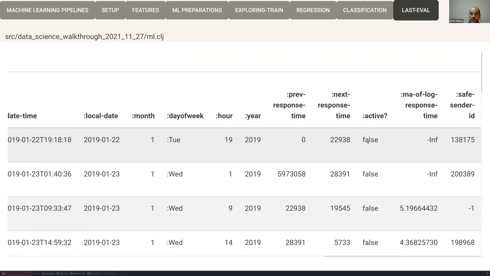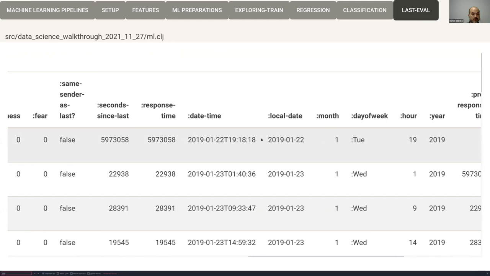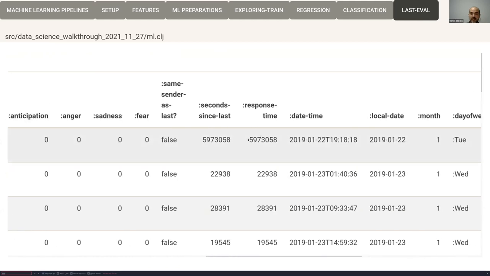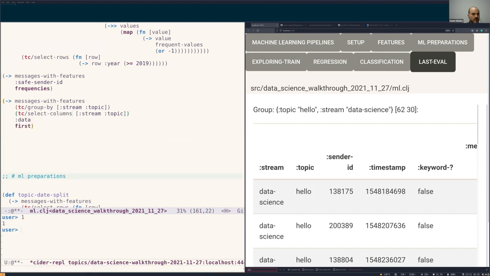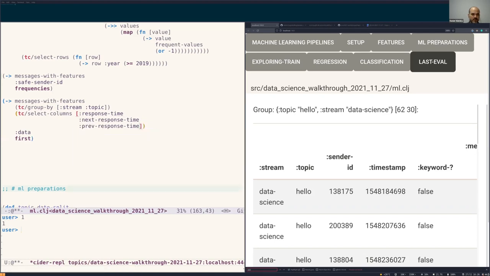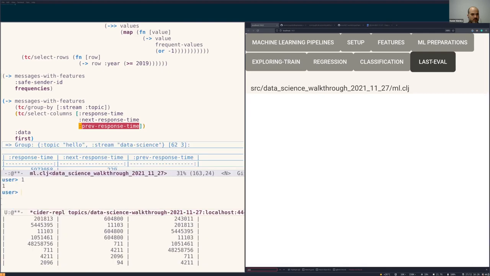And now you can see this column called response time. That is the time since the message of the previous sender. Let us maybe just select the columns that are interesting to us. So we'll use tablecloth select columns, and we'll select response time and next response time, and also maybe the previous response time, which is another shift of the response time. And let us look into these.